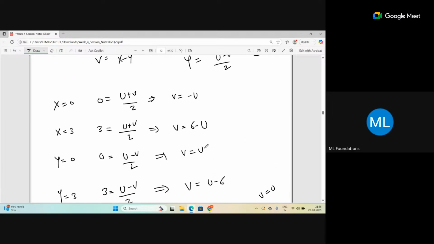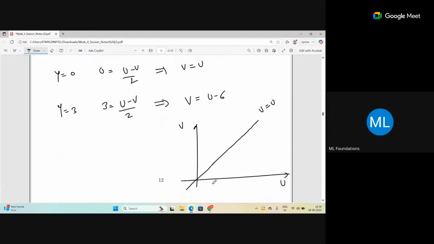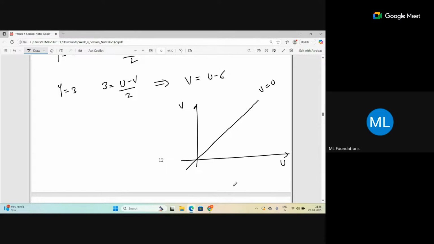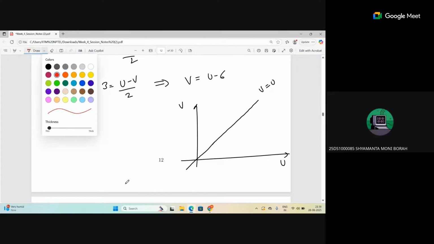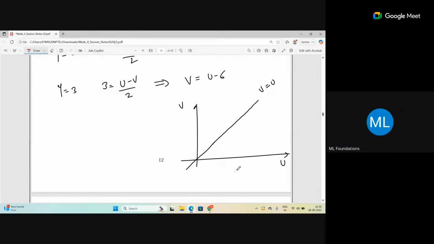What about v equal to u minus 6? Where will that be? When v equal to 0, in that case u will be equal to 6, right? So it will cut the u axis at 6. That means this line is parallel to the above line, v equal to u minus 6, and it will cut at 6 here.